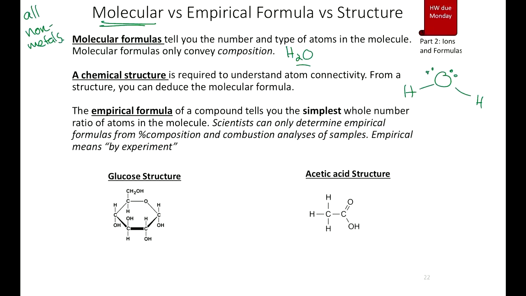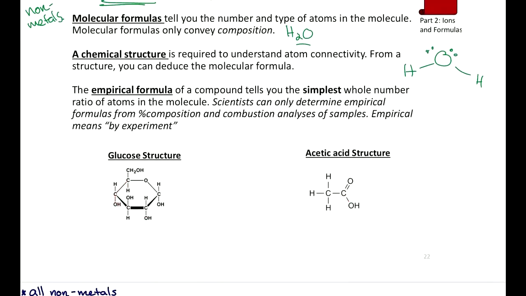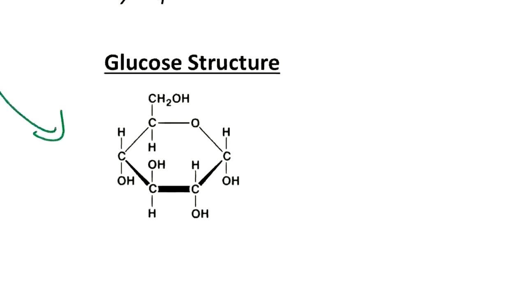Here are some more complex structures. One of the learning objectives of this chapter is, can I give you a structure and you tell me what the molecular formula is? We just have to be very careful of counting atoms here. Let's calculate the molecular formula using the chemical structure of this glucose. We just got to be careful. How many carbons, how many hydrogens, how many oxygens?